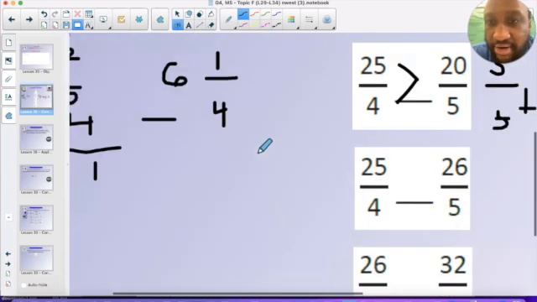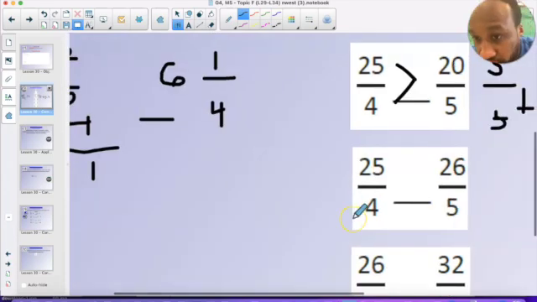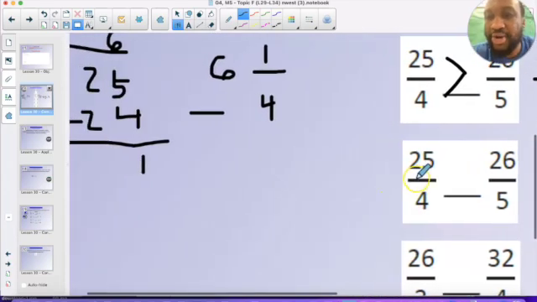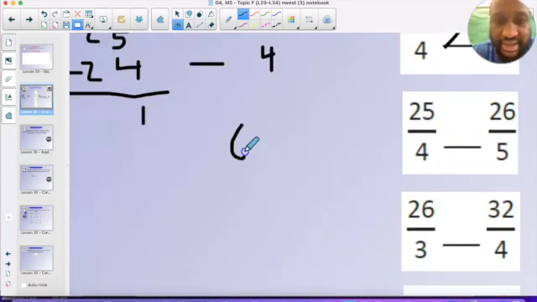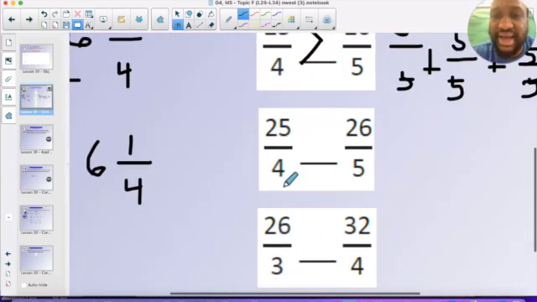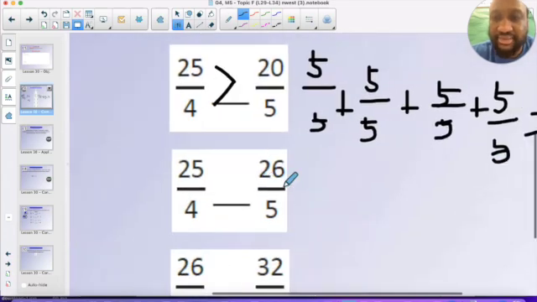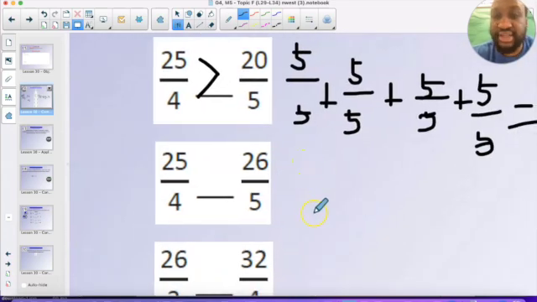So now I'm going to compare 25/4 to 26/5. I already know what 25/4 is because I already have it here. So my answer is going to be 6 1/4. But what I don't know is how many fifths I can take away. So I can do the same thing. I'm going to do it differently this time. I'm going to use division and figure out how many 5s go into 26. That tells me how many wholes I have, because every 5/5 makes a whole. So I'm going to do 26 divided by 5.